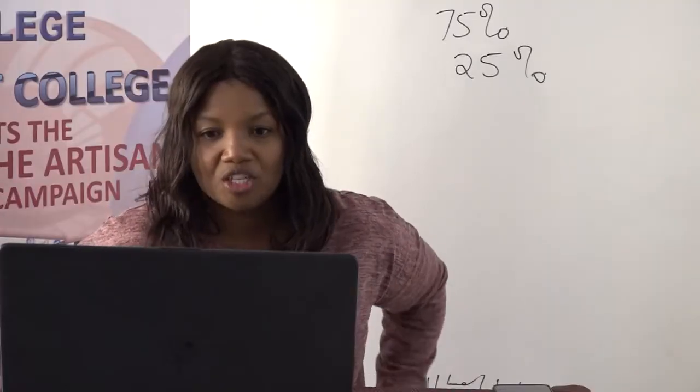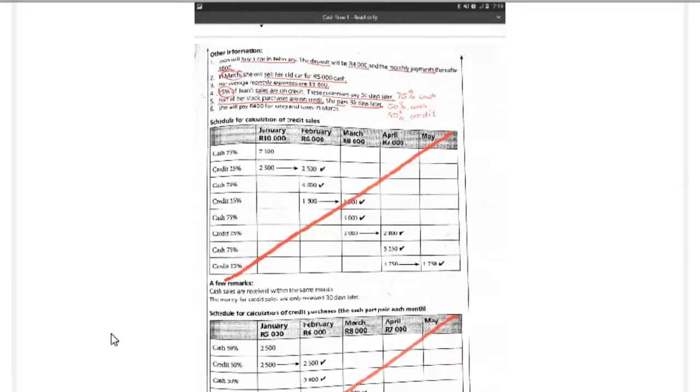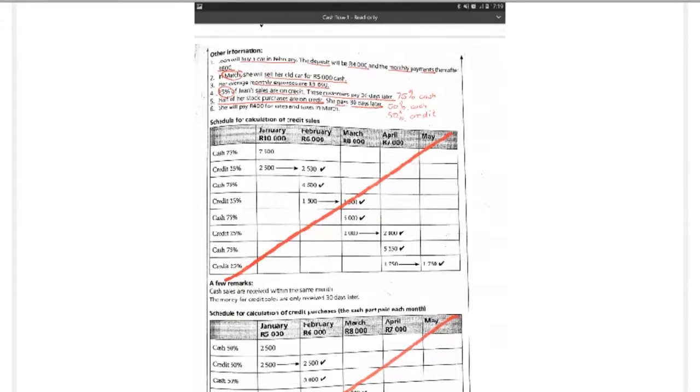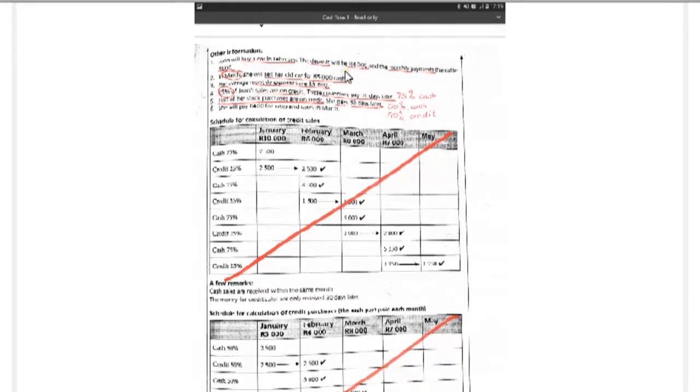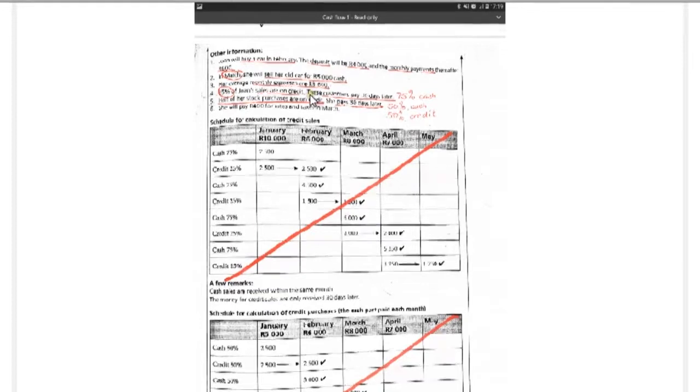We're given information. Normally we say these are the transactions. We don't necessarily say information given. Now we have about 6 transactions that took place. The first one says Joan will buy a car in February. The deposit will be 4,000 rands and the monthly payments thereafter 600 rands. Transaction number 2, in March, she will sell her old car for 5,000 rands cash.